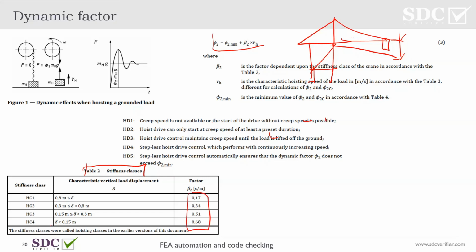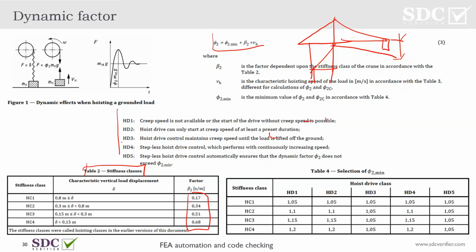That's one thing. And another thing, you can make a proper selection of your hoist drive class. Yeah, so depending on its conditions, so whether it's a stepless hoist drive control, which performs continuously increasing speed, or it automatically ensures that your dynamic factor does not exceed a certain value, you're ending up with fairly different values. Yeah, so they're varying from 1.2 and ending up with 1.05, for example. So you see the influence is huge, and EN 13001 suggests good tips and tricks on how to make your design better.